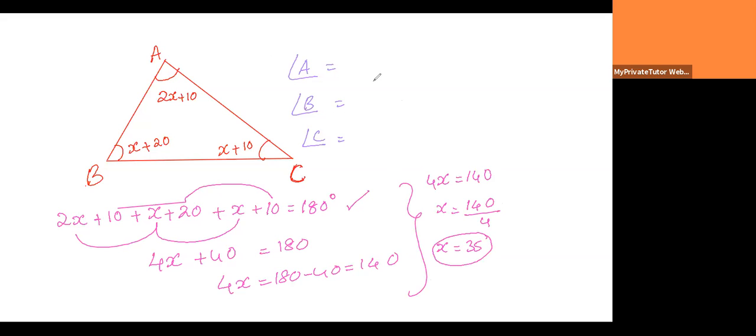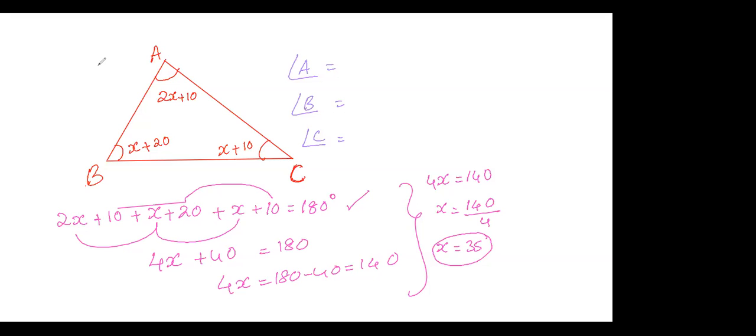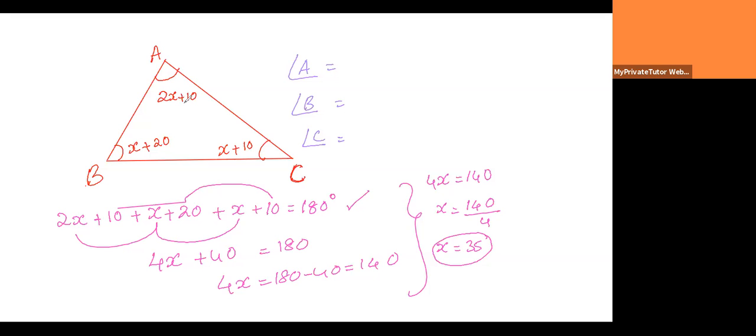Sultan, do you understand that? Arfan? If no, I will explain again if you want. Okay, so if x is 35, just substitute the x value in each of these. We have 2x plus 10, so 2 times 35 plus 10, which is 70 plus 10, which is 80 degrees. So angle A is 80 degrees. Angle B is x plus 20, 35 plus 20, which is 55 degrees. And finally C is 35 plus 10, which is 45.